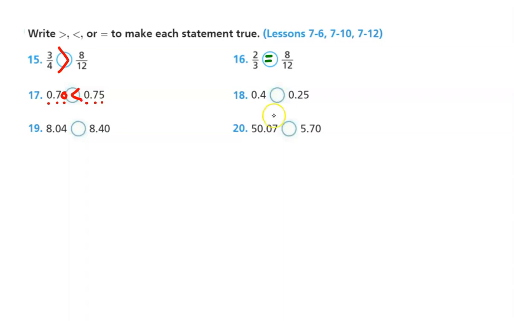For number 18, you've got a 4 in the tenths place and a 2 in the tenths place, so that 4 is going to be your larger one. For number 19, you've got 8 in the ones place. You've got a 0 in the tenths place, but a 4 in the tenths place here, so 8.40 is going to be larger. And then for number 20, I have a 5 in the tens place, and there's no tens, so I already know that that one is larger.